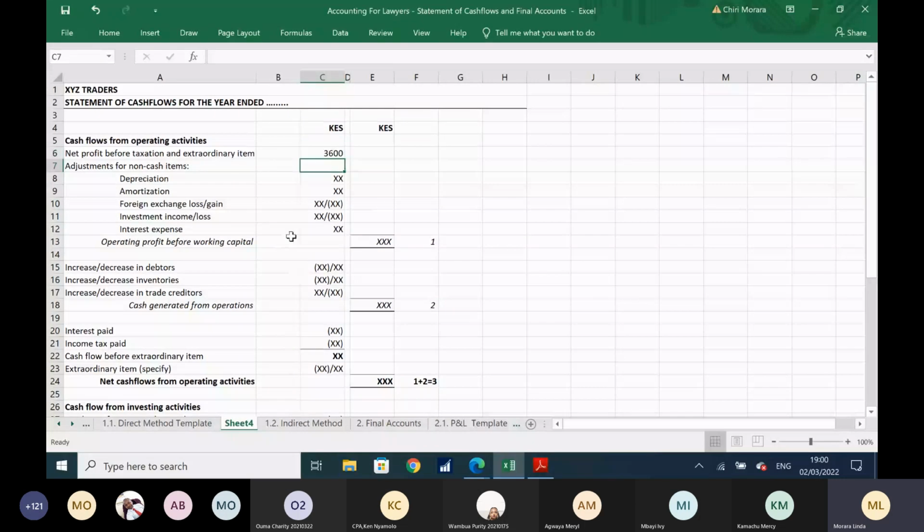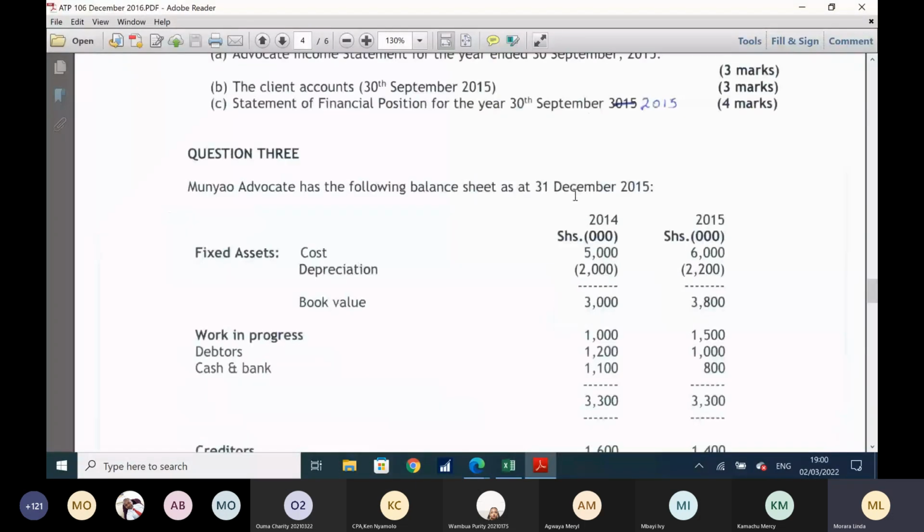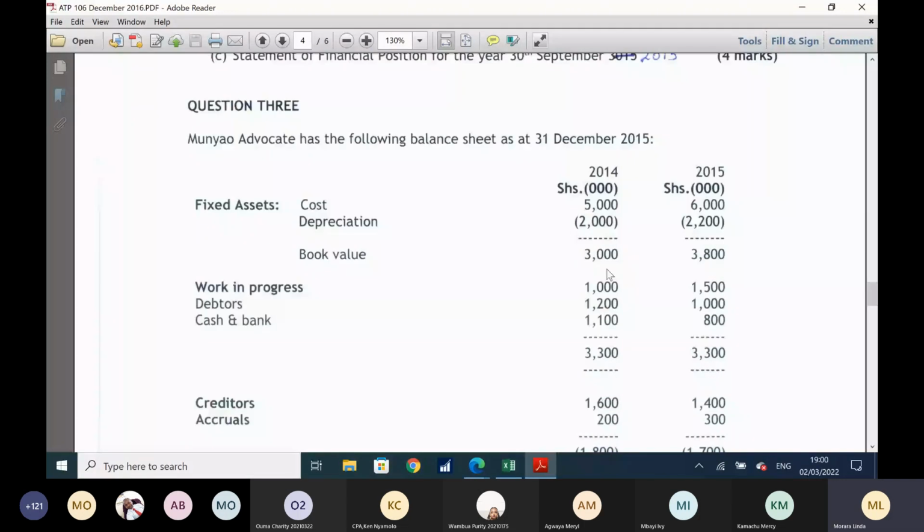And then we now need to do adjustments for depreciation, right? Our depreciation for the year, it's telling us at the beginning of the year, your accumulated depreciation was 2,000 here. At the end of the year, the accumulated depreciation was 2,200. So it means within the year, the movement within the depreciation account was 200 bob.